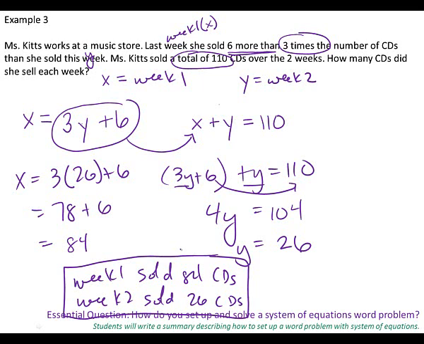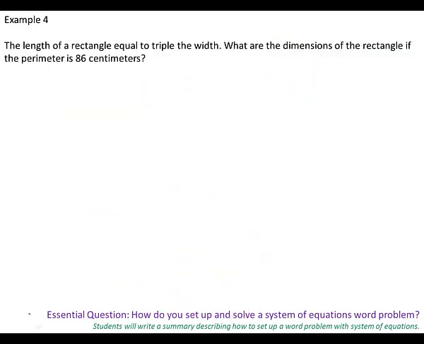Okay. Let's take a look at example 4. So this one, and they like to throw a little geometry in here every once in a while. The length of a rectangle is equal to triple the width. What are the dimensions of the rectangle if the perimeter is 86 centimeters? All right, so what are my two variables going to be? Length and width. So L for length and W for width.